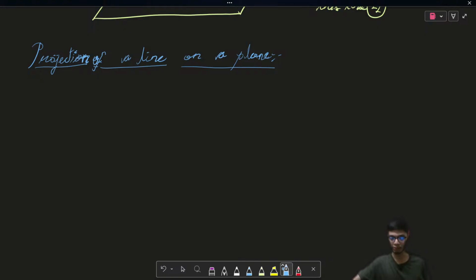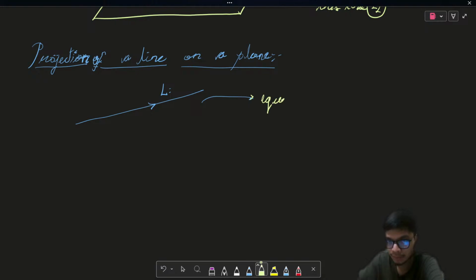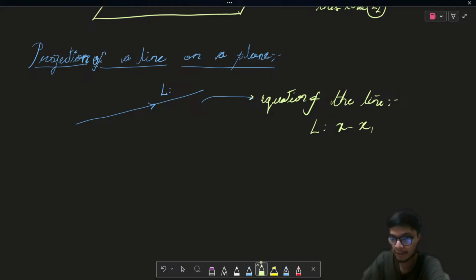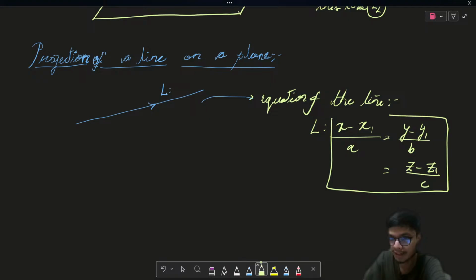Let us say the question will be defined something like this: you will be given some line equation. Let us say this is some line L. The line equation will be known to you. The equation of this line will be given as (x minus x1) by a equals (y minus y1) upon b equals (z minus z1) upon c. This will be the equation of the line that is already known to you.